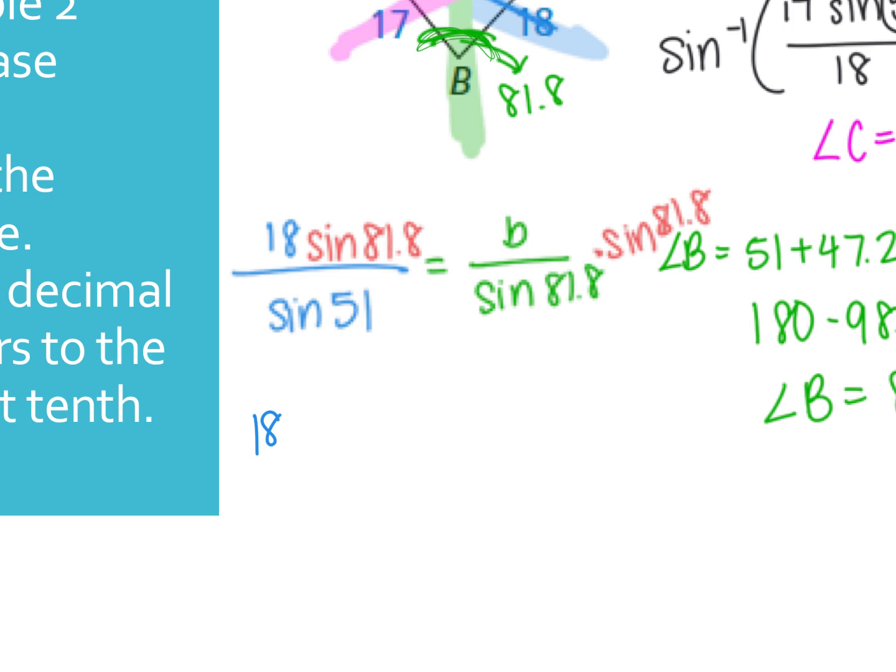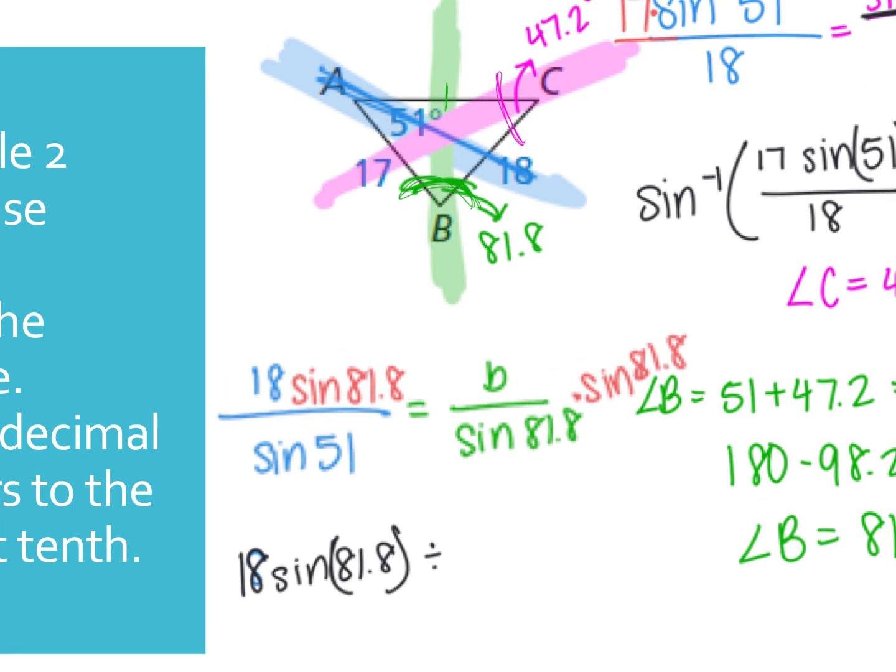That's just me, because when I'm plugging it into the calculator, I can just plug it in as 18. I'm going to write it exactly how I'm plugging it in: 18 sine 81.8. Remember there are parentheses, so make sure you close it. Aren't you finding an angle? Divided by, I'm finding a side. Remember, we already found our 3 angles. So, sine 51. That's exactly how I'm plugging it in.